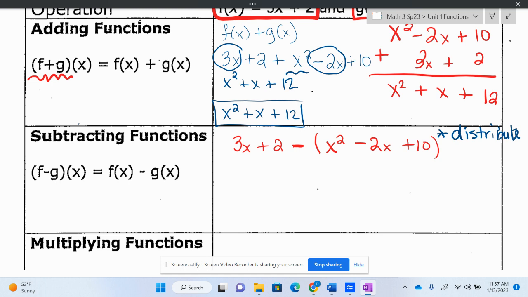Okay, we have to distribute. And I kind of draw arrows. Whenever I need to distribute, I actually draw an arrow. That helps my brain process that I'm dragging that negative through to every single term. So that's the first thing I have to do.